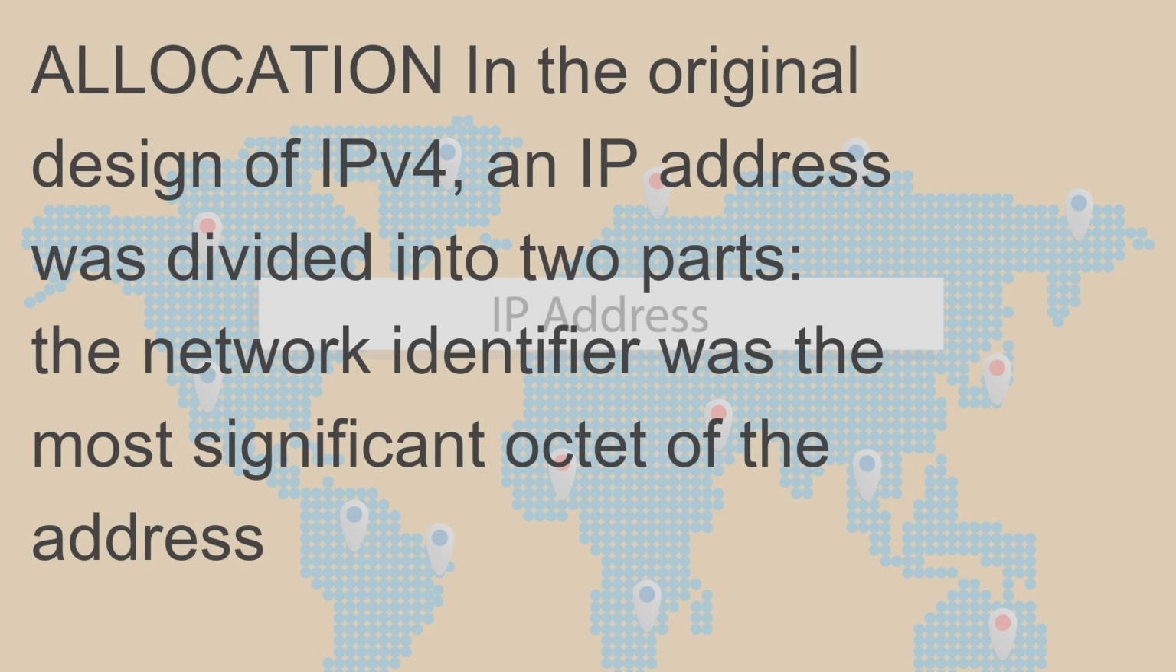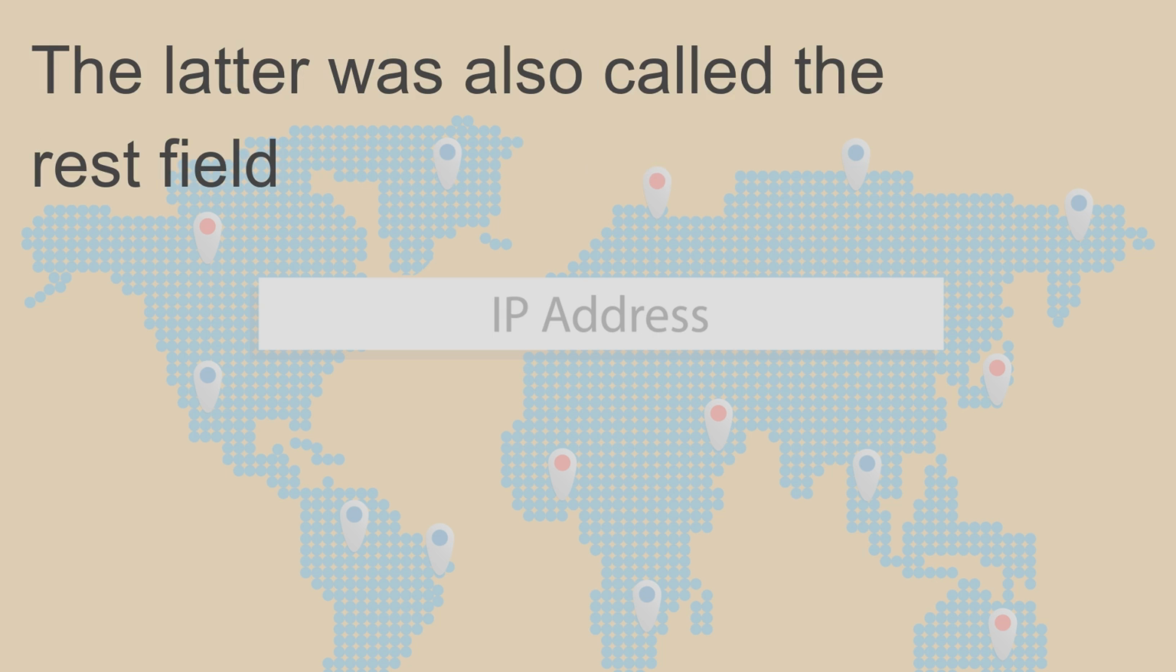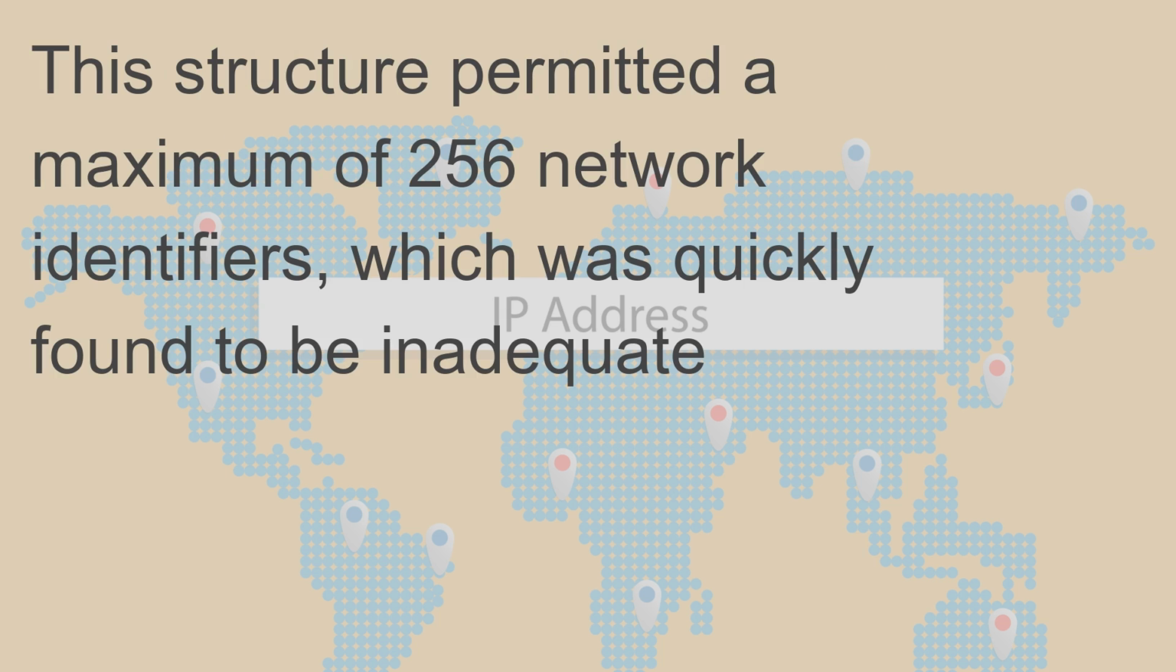Allocation. In the original design of IPv4, an IP address was divided into 2 parts. The network identifier was the most significant octet of the address, and the host identifier was the rest of the address. The latter was also called the rest field. This structure permitted a maximum of 256 network identifiers, which was quickly found to be inadequate.